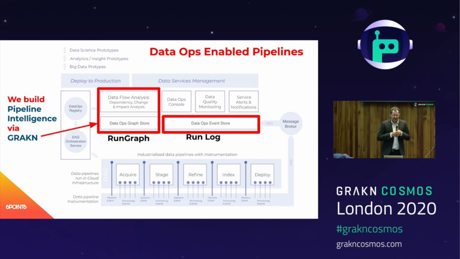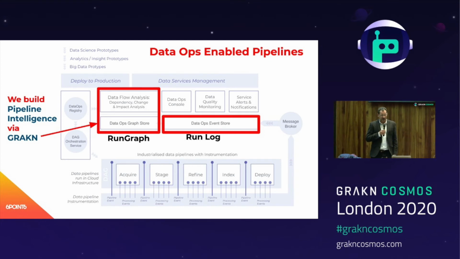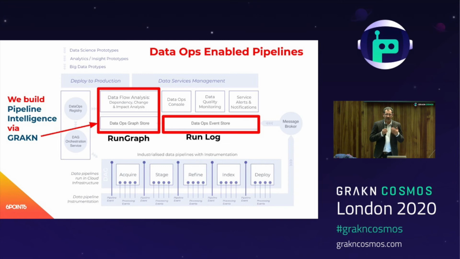So we're calling this thing on the left side there the RunGraph. It's a graph of everything that ran in a heterogeneous estate that might involve 40, 50 data teams. It's across the world, it can be global, but we've got all of it in, and between this run log and this run graph, we can interrogate and produce proper analytics.